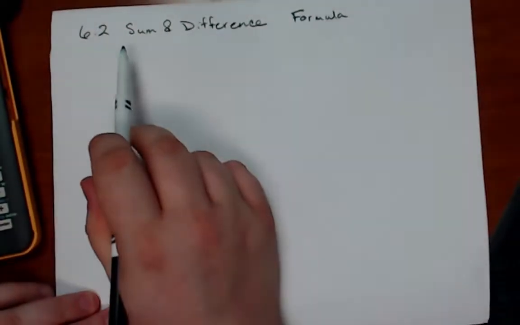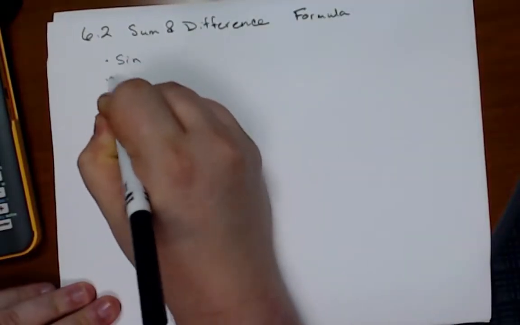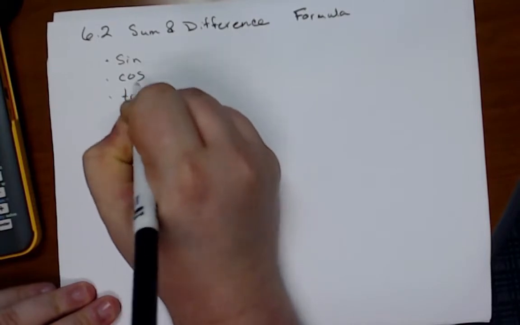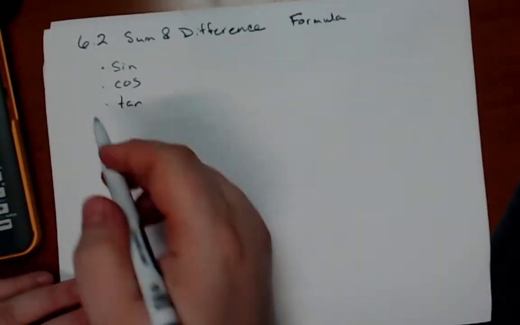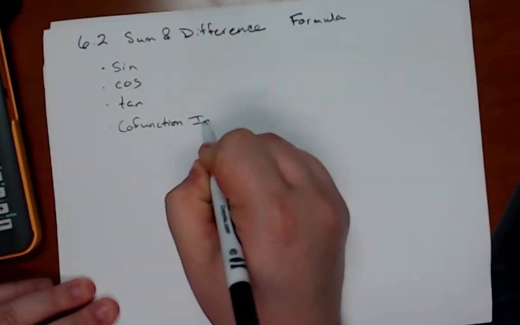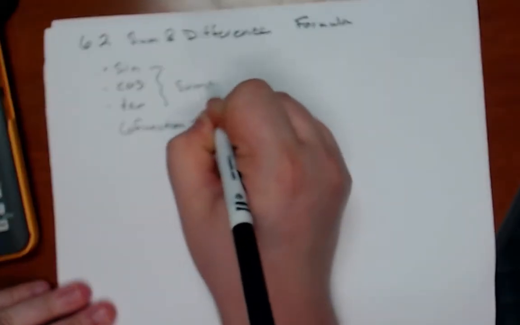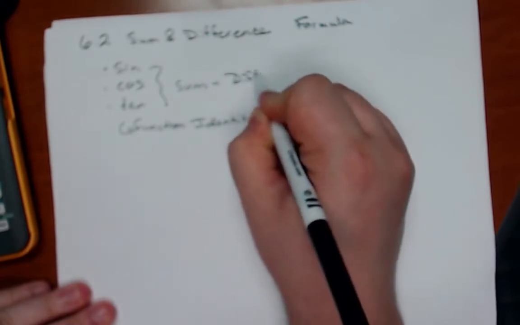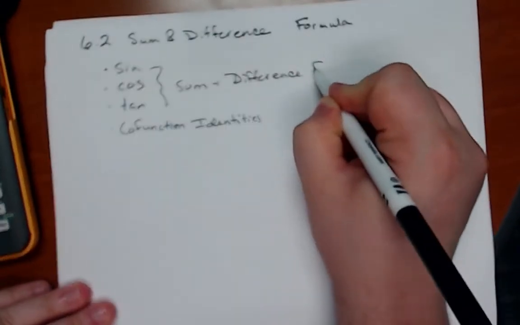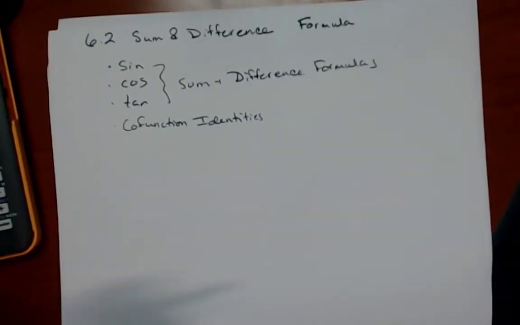more important. And so this is the reason we introduce our sum and difference formulas for sine, cosine, and tangent. And then we're also going to take a little bit of a look at what are called the cofunction identities. So for each of sine, cosine, and tangent, we'll have sum and difference formulas, and then we'll have our cofunction identities.